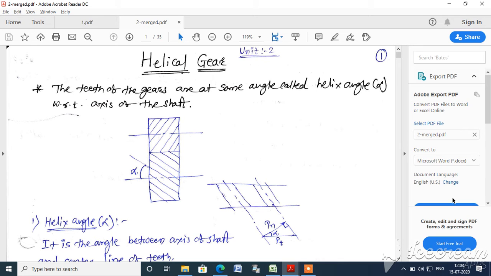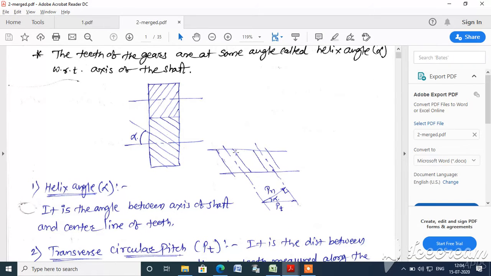So, welcome back, students. Now we'll start unit number 2, that is helical gear, bevel gear, worm and worm wheel. So, first we will see the helical gear. Already I told you that the teeth of the gears are at some angle. Here you can see in the figure with the shaft axis. That angle is known as helix angle, and these gears are called helical gear.